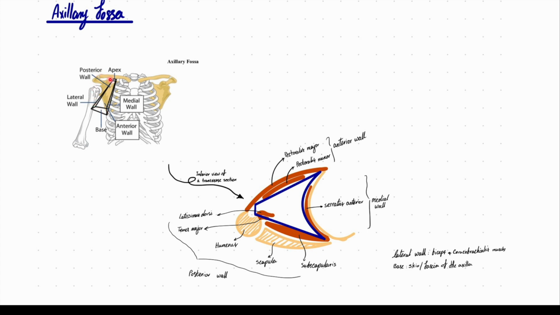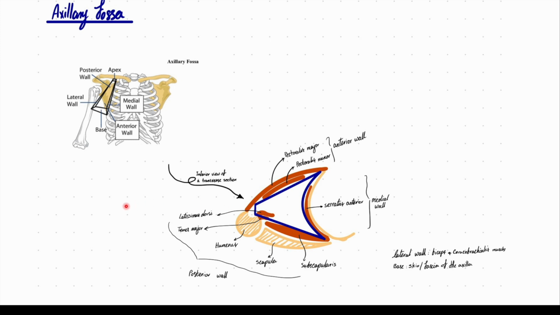Let's move on to the axillary fossa. It is a pyramidal-shaped fossa which is bordered anteriorly by pectoralis major muscle and pectoralis minor. Have you heard about the anterior axillary fold? It is the lower margin of pectoralis major. The axillary fossa is bordered posteriorly by latissimus dorsi and teres major muscle.